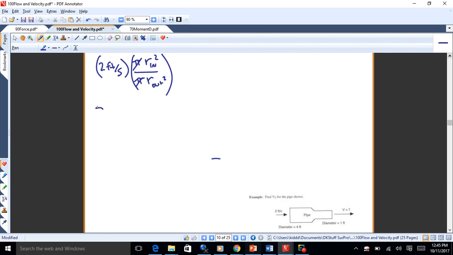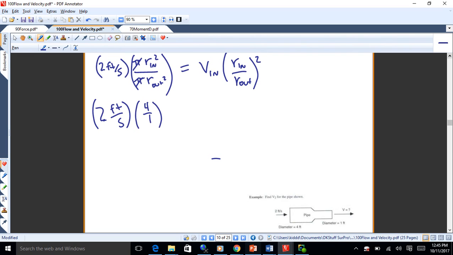So what you could do is take the velocity in times the ratio of the radii in and out, and square the ratio, and you'll get the velocity out. So if you take 2 feet per second times 4 to 1, and that's the diameter. You could use the radii or the diameter as long as you're using the same thing for both sides, you're good.